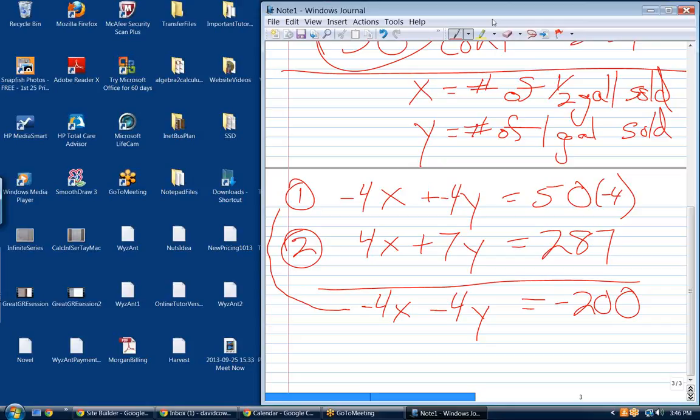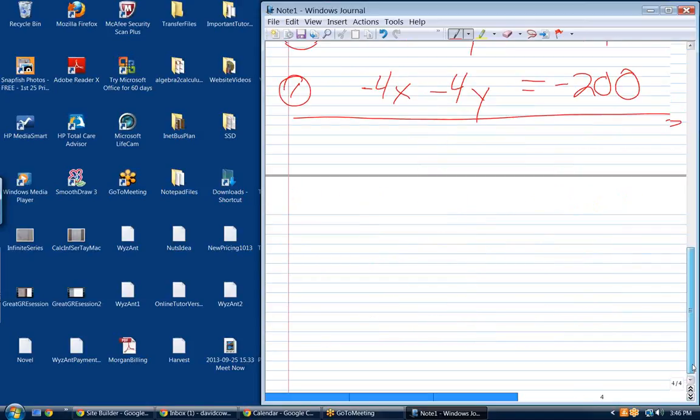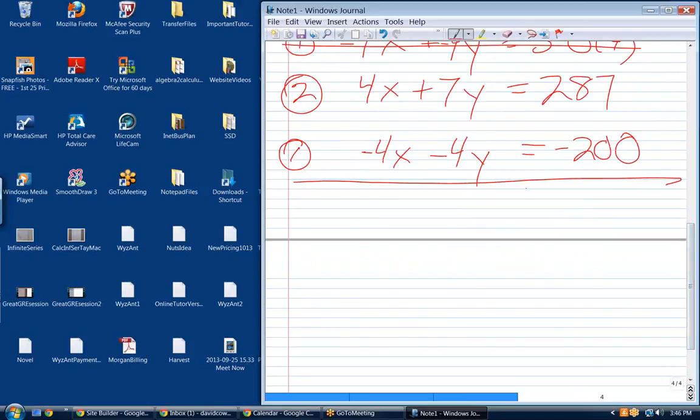So now this new equation is still equation 1. Now we're going to add not this equation 1, but these two equations. Add them together. So 3y is equal to 87? Uh-huh.